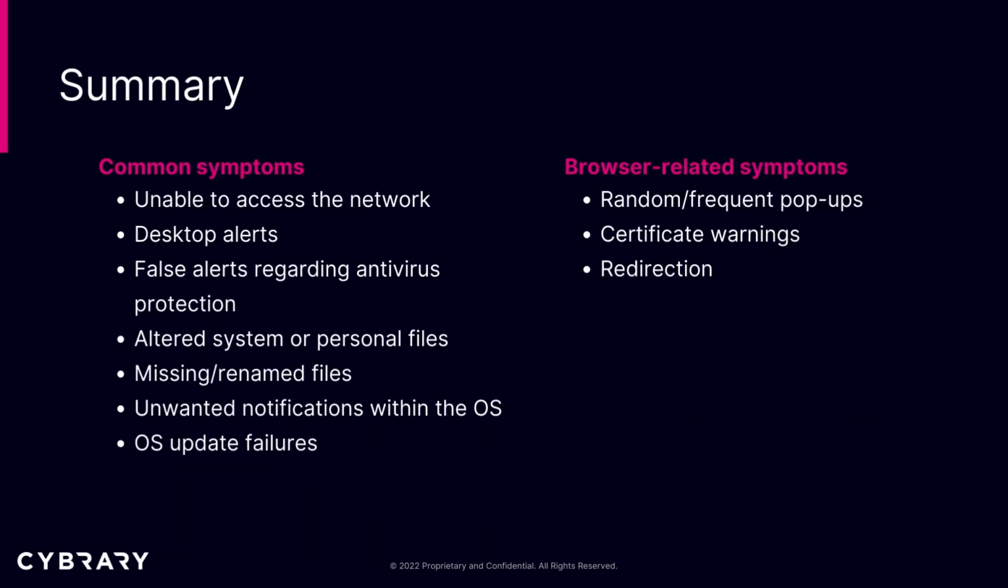In this lesson, we learned about different symptoms that you may come across in your Windows PC security: unable to access the network, desktop alerts, false alerts regarding the antivirus protection, altered system or personal files, missing or renamed files, unwanted notifications, and update failures. We also looked at browser related symptoms, and what to do to rectify and protect yourself from those.